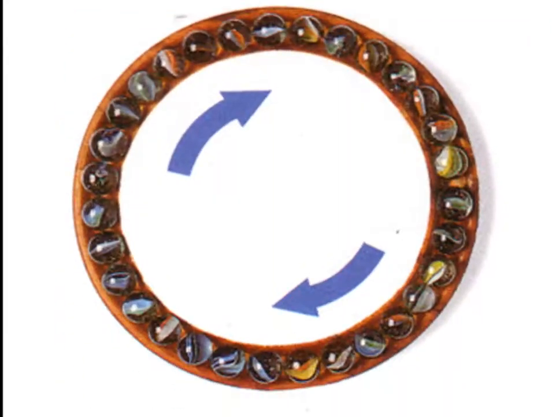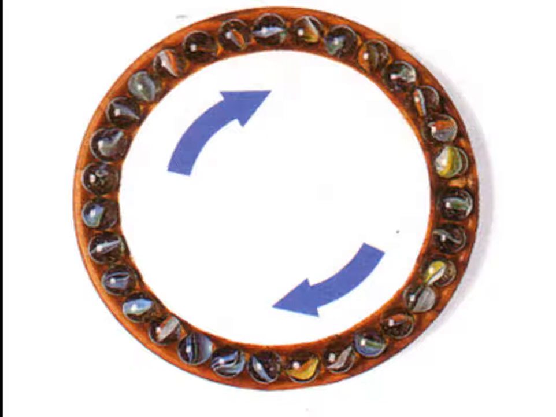We can liken this to this marble circuit. Here we have a groove in which we have marbles, representing the electrons in the electric circuit. We push these marbles, just like the battery pushes the electrons. We give the marbles energy as the battery gives the electrons energy. And as a result, they move around this marble circuit.